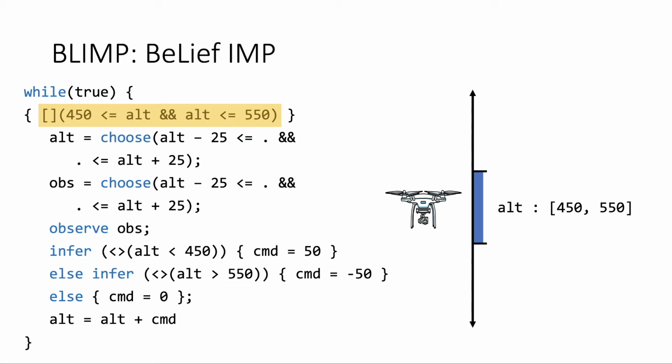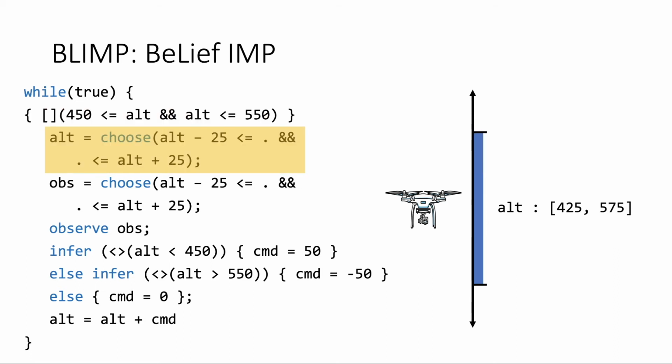So again, we're going to assume we start off in a belief state that satisfies the correctness condition. The correctness condition is 450 < alt and alt < 550. An example of a belief state that satisfies this just contains all the environments that have altitude between 450 and 550. It's worth noting that any subset of this belief state would also satisfy this correctness condition.